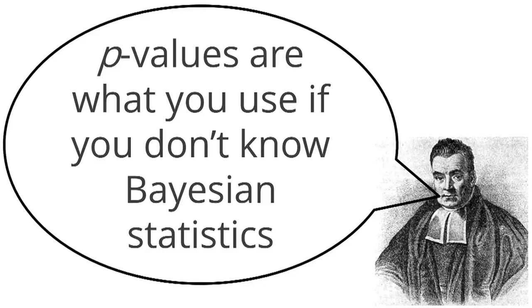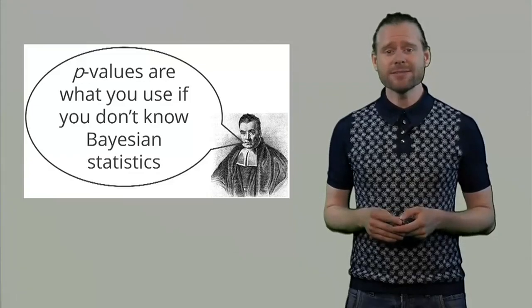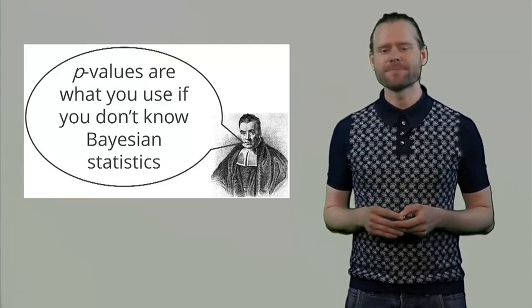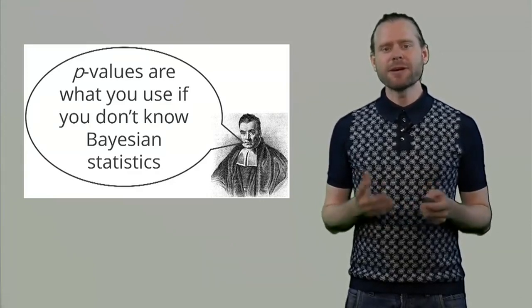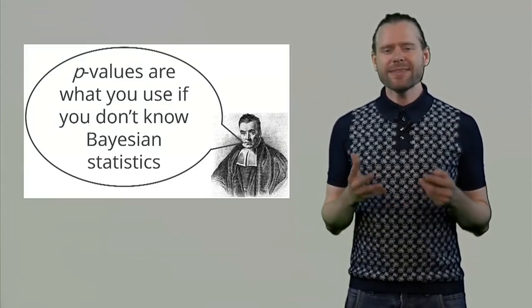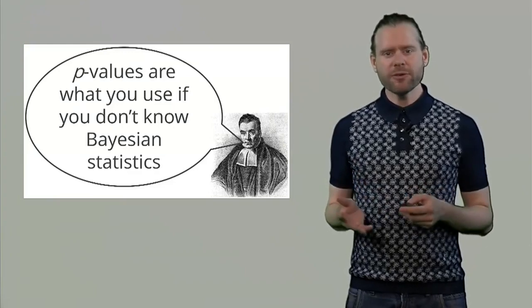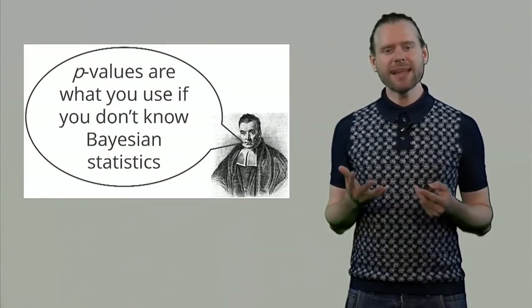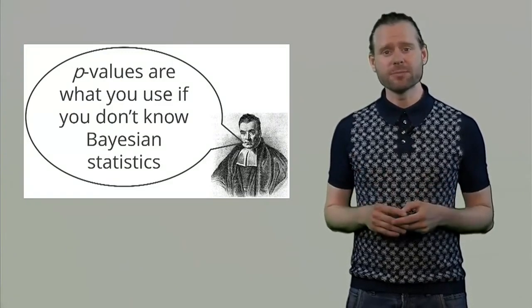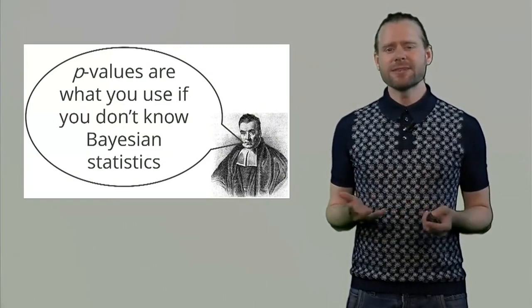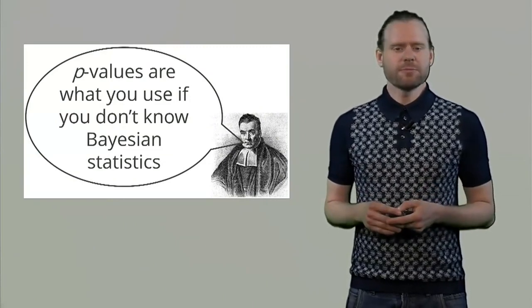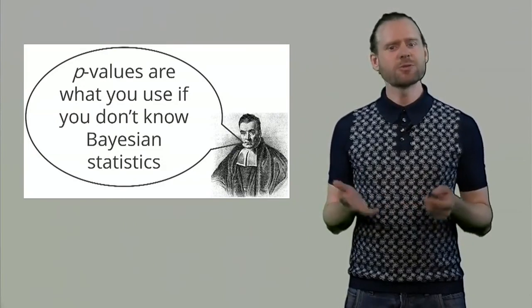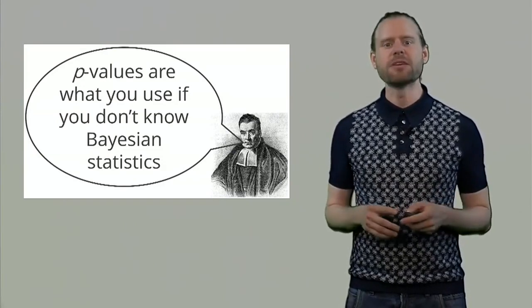Now, some people say that p-values are more accurately explained as what you use if you don't know Bayesian statistics yet. In Bayesian statistics, people don't use p-values. And I still remember when I was doing my own PhD that I had this confusion about whether I should use p-values or Bayesian statistics. My understanding was more or less that I realized there was some problem with using p-values, and Bayesian statistics might be preferable, but most people didn't use Bayesian statistics, so it was probably fine to just continue using p-values.